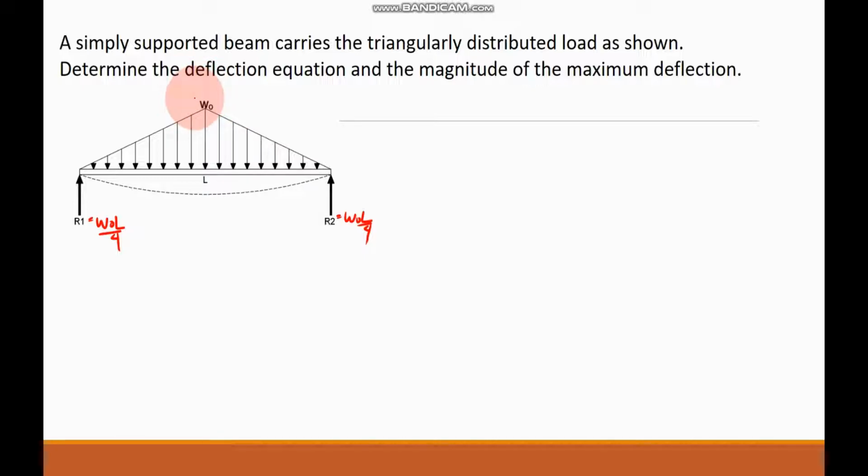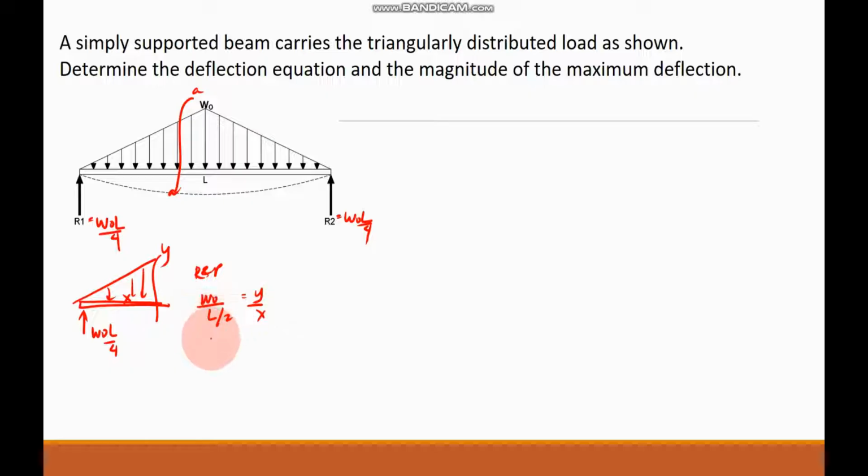Next is to pass a section here. So, since it is symmetrical, assume natin na the deflection is also symmetrical. Obviously, the deflection is symmetrical since the loading is also symmetrical. So, by cutting at that section, this would be Y and this would be our X. So by ratio and proportion, we have WO of L all over 2 is equal to Y all over X. Therefore, our Y is equal to 2 of WOX all over L.